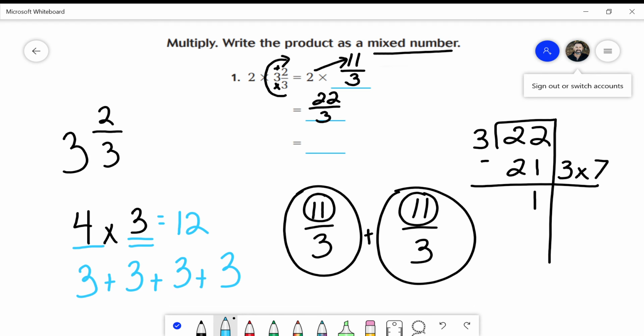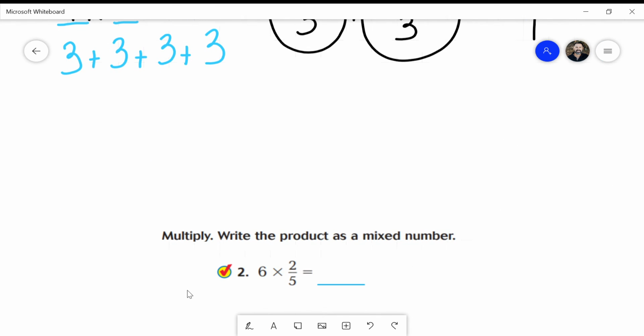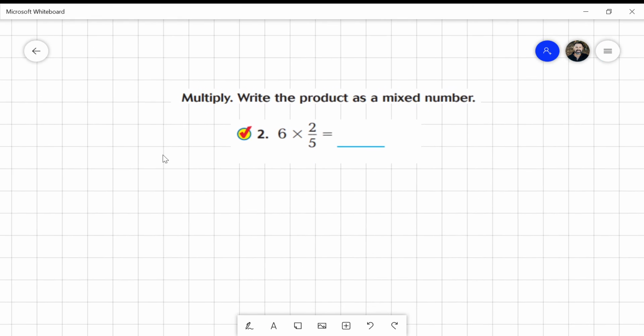And so our mixed number is right here. We have our whole number off to the side, so that's our whole number, 7. Our remainder will always be our numerator, and the denominator is going to be the divisor. That really just doesn't ever change. And so we have 7 1/3. All right, so let's try one more. We're going to multiply 6 times 2/5.